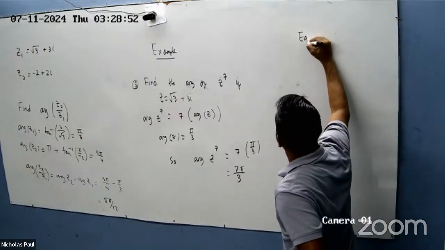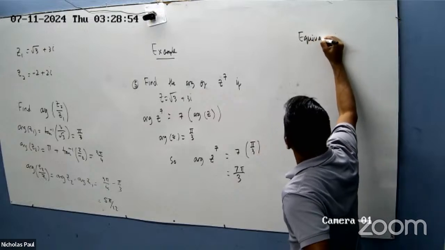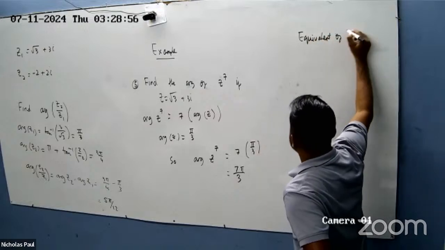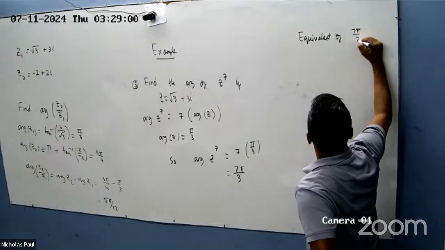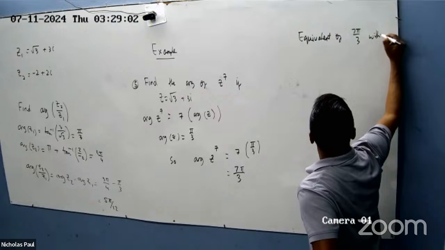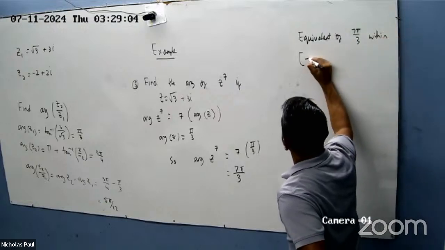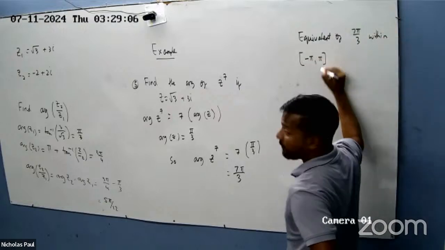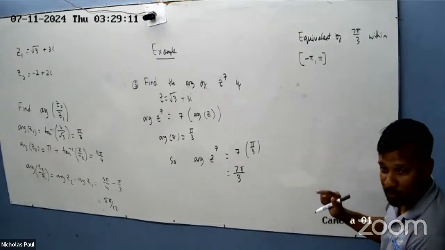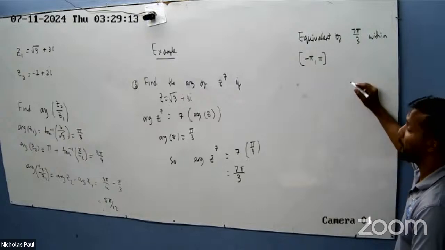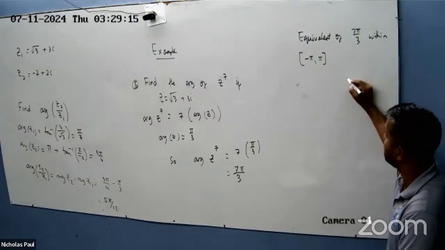So we need to find a way to get the equivalent of 7 pi on 3, right? Within the range minus pi and pi. That's really important. Pay attention now. How are we going to get the equivalent?